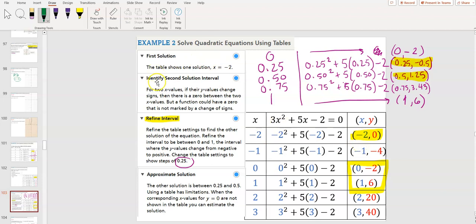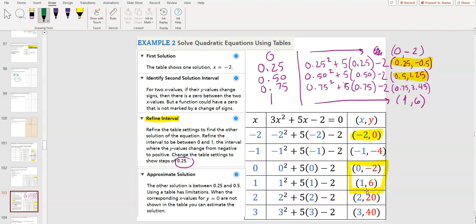To identify the second solution, we have to look for a change in y values, okay? So as the x values are increasing, as we're going consecutive x values, when a y value goes from one sign to the next, that's a signal that there is a 0 in there somewhere, okay? So on my chart, you can see that I go from 0, negative 4, negative 2, 6, positive 6. That means that there's another 0 in here between 0 and 1.